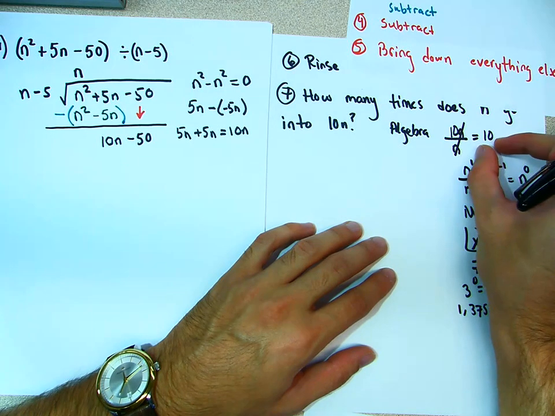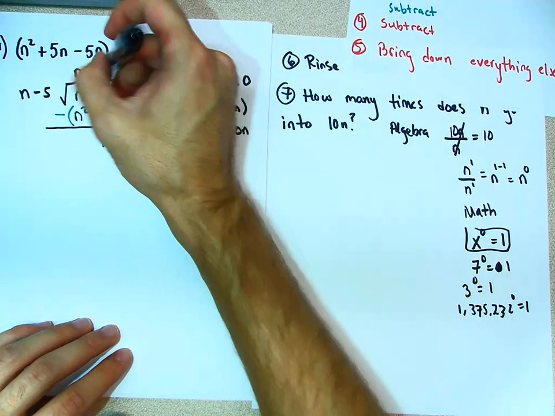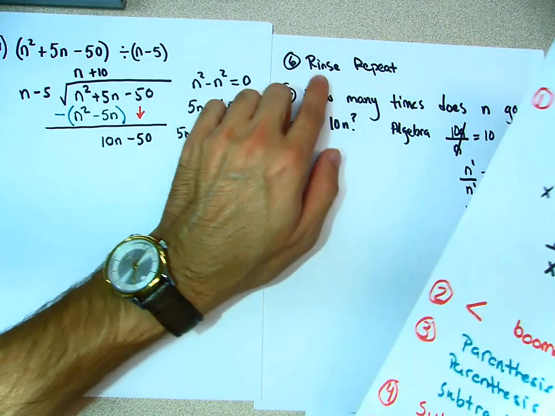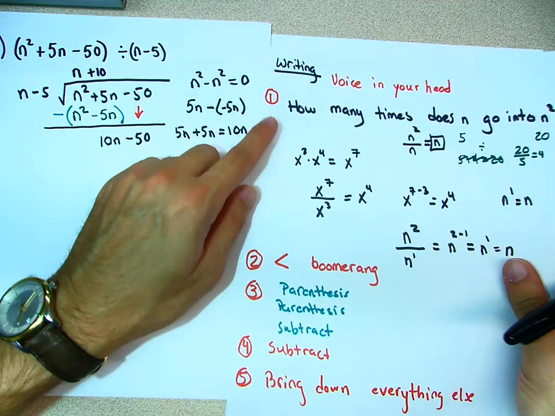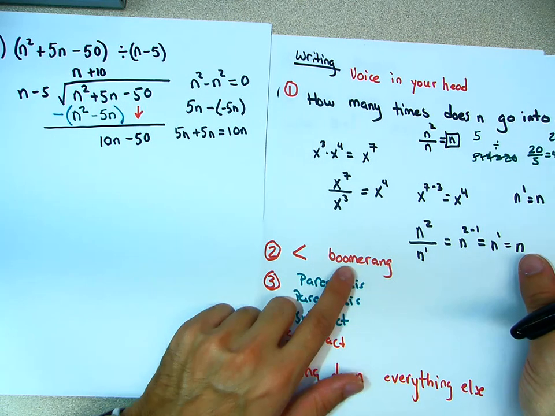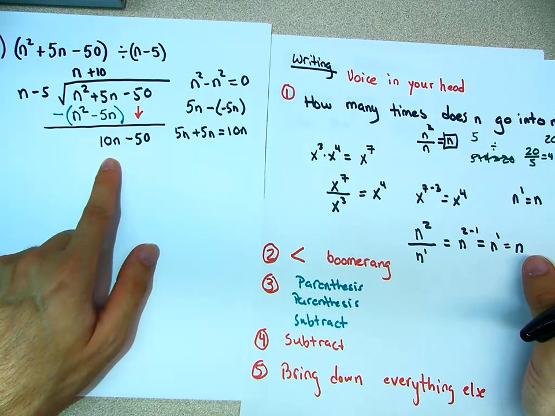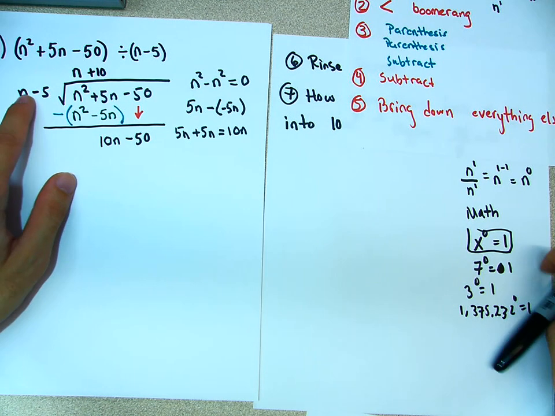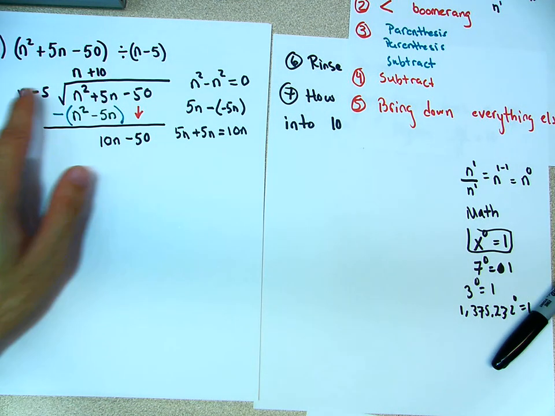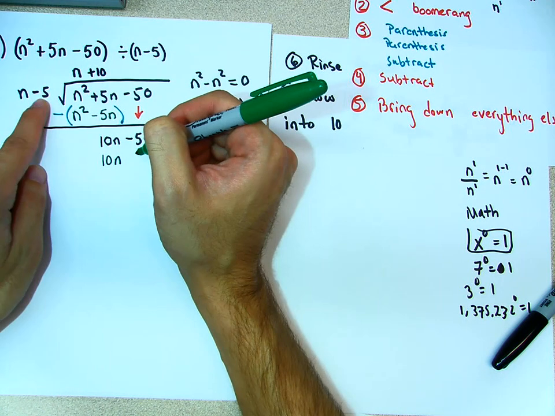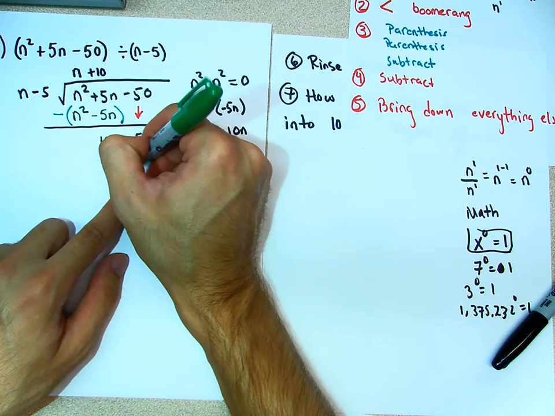Now what do we do with that 10? We put it up here. So this is plus 10. Okay? Remember, rinse, repeat. We're following the same steps. After you do this move, what's the next move? Boomerang. 1, 2, 3. Right? So what are we going to do? 10 times n is 10n. 10 times minus 5 is minus 50.